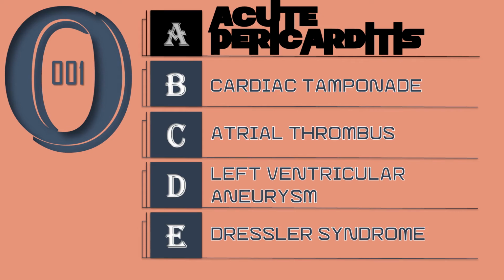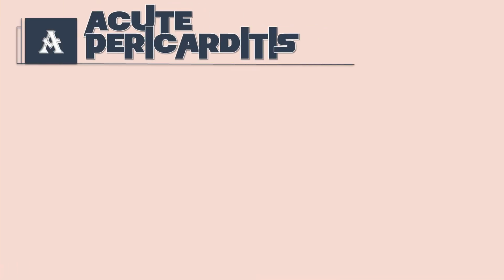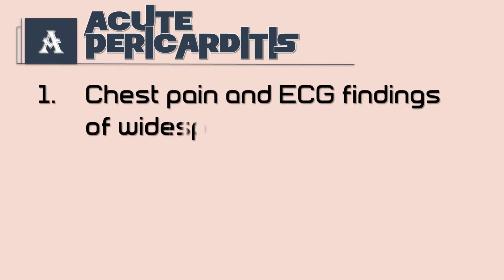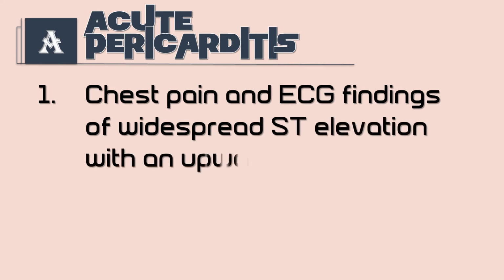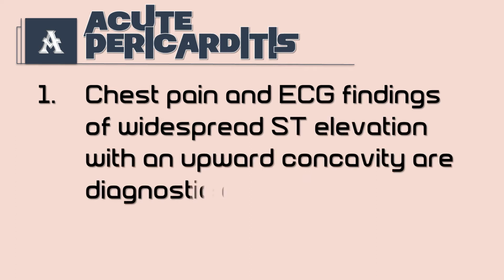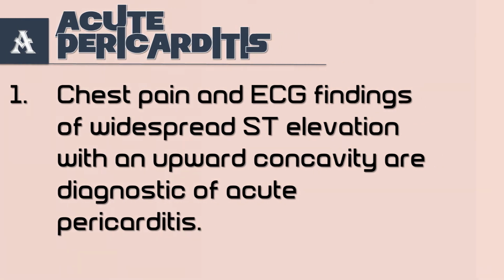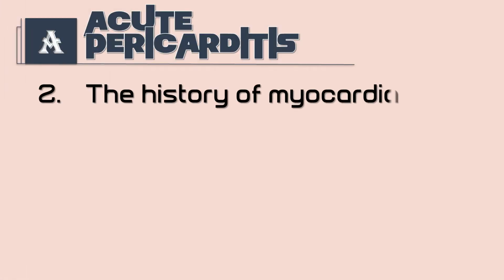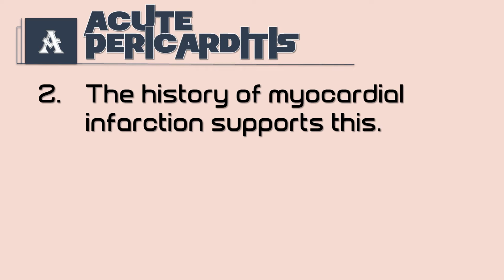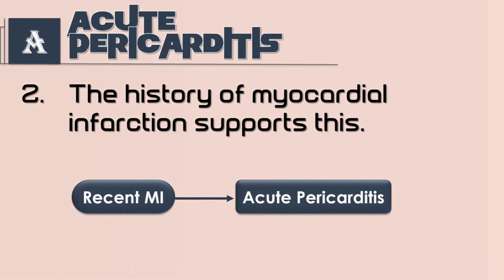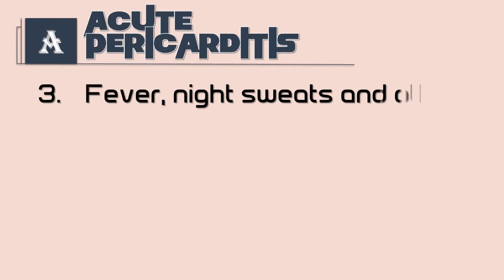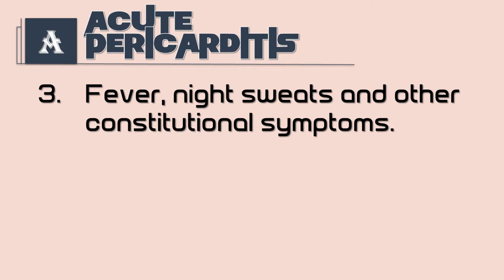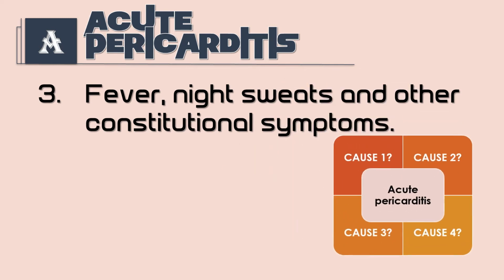But some might ask, why is it so? The answer is acute pericarditis because, first of all, the presence of chest pain and ECG changes including widespread ST elevation with an upward concavity are diagnostic of acute pericarditis. Secondly, the history of myocardial infarction supports this, as one of the causes of acute pericarditis is a recent myocardial infarction. And finally, fever, night sweats and other constitutional symptoms may be present, depending on the underlying cause.